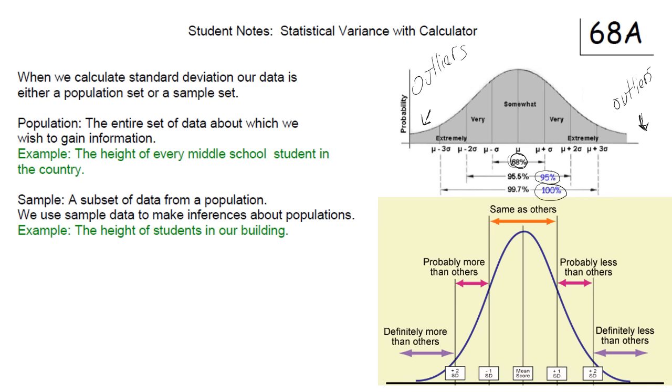Our normal distribution curve, the ones you see in the picture, will have a mean value and will be symmetrical by the mean value. And it's divided into sections by the standard deviation. The first section would be same as others, and the next sections would be probably a little bit more and less than others, and the third section is definitely more or less than others. Now let's see all of them in an example.